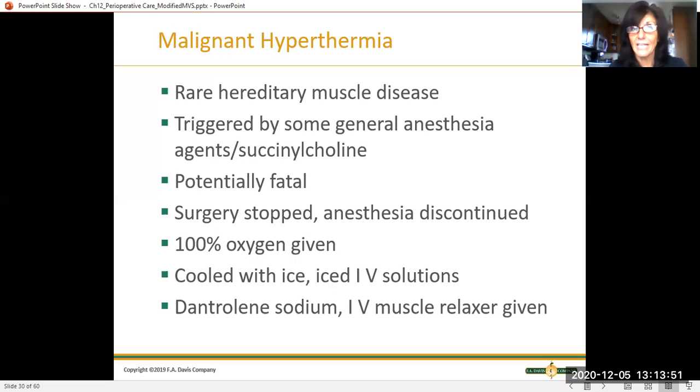And it's hereditary, like I said. It is rare. It's not common, but it is something that you might need to know about. And so there you are.